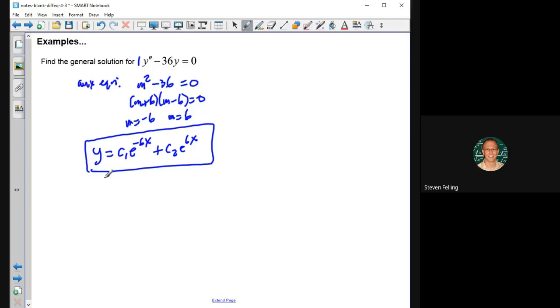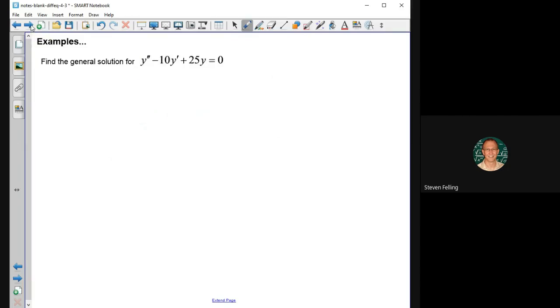Let's do another example. Find the general solution for this. Okay, it's linear, it's homogeneous. We have a 0 over here. All the coefficients are constants, so we're good to go. We'll make the auxiliary equation, which in this case is m squared minus 10m plus 25, no derivative here, equals 0. So I'll try to solve this.